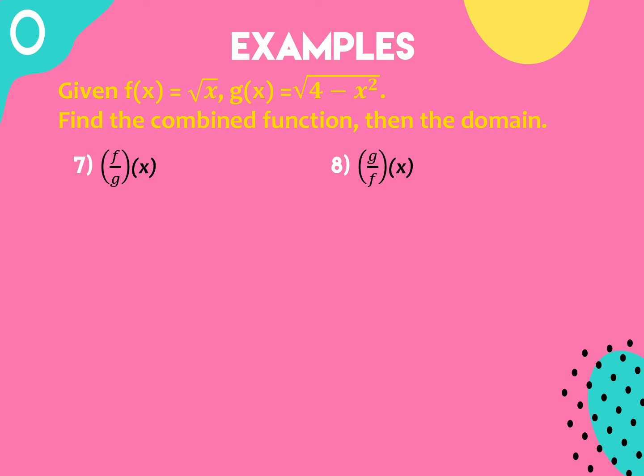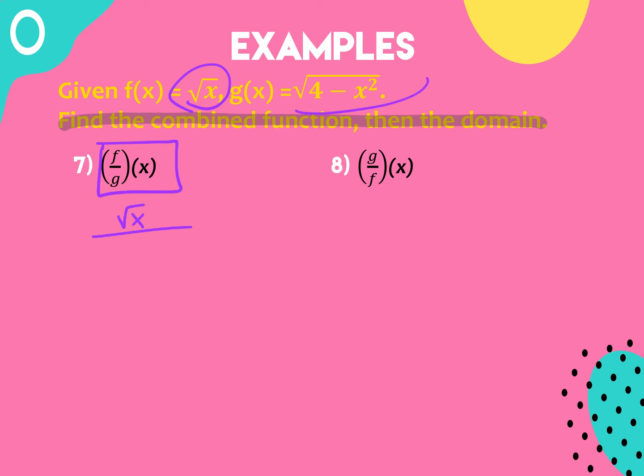All right, now, what am I doing? Dividing. So notice that the instructions got added. Find the combined function and then the domain. So we're going to first combine them and then we'll talk about domain. So the first one is f over g. So my f is square root of x. The g is the square root of 4 minus x squared.